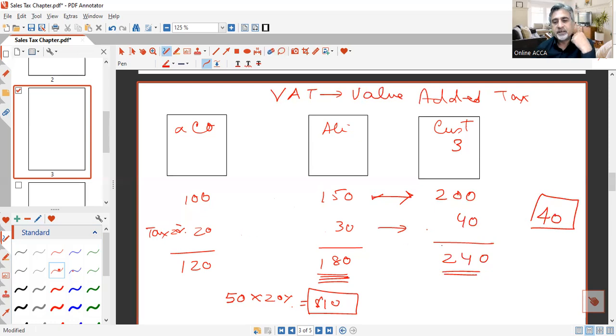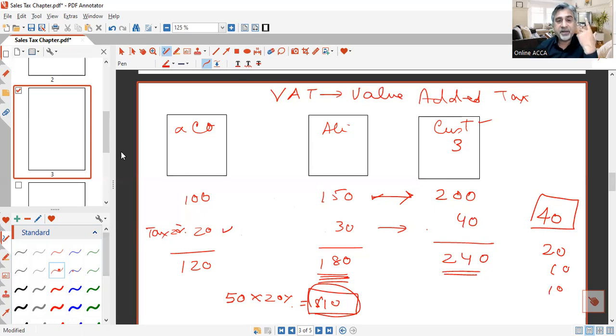Where is that 40? This is 20, which Alpha paid. This is 10, you remember, which I paid. So out of 40, 30 the government has already received from the previous links. Only the remaining 10 should be paid by this link.